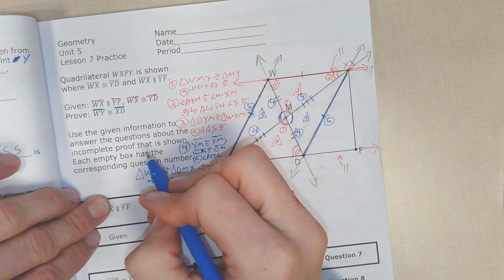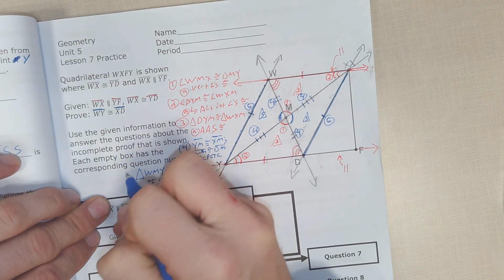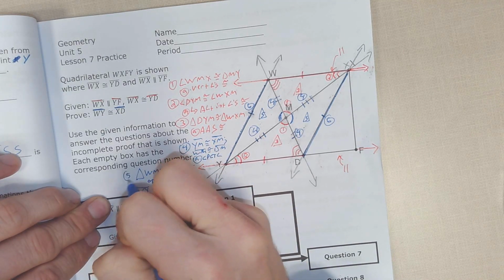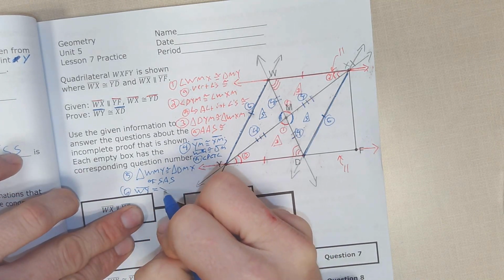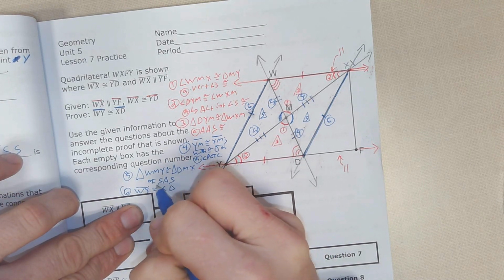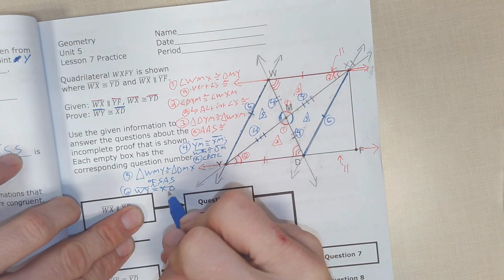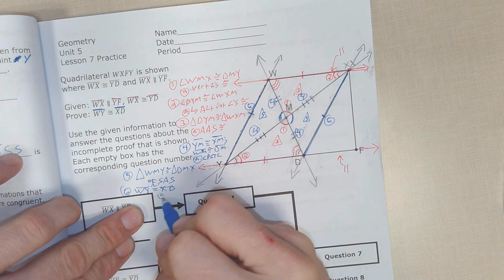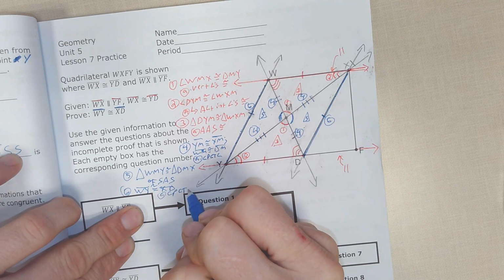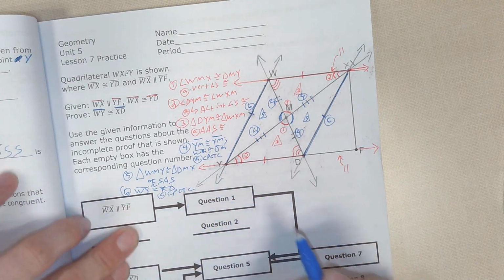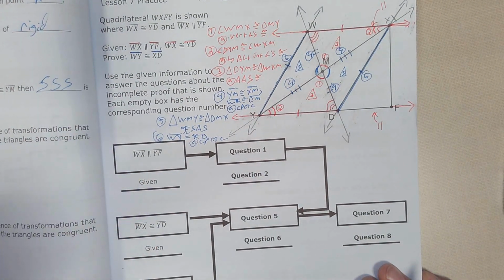I'll be able to say that WY is congruent. This was 5. And this is 6. I'll be able to say that WY is congruent to XD because of the corresponding parts of congruent triangles are congruent. Okay, so that is that.